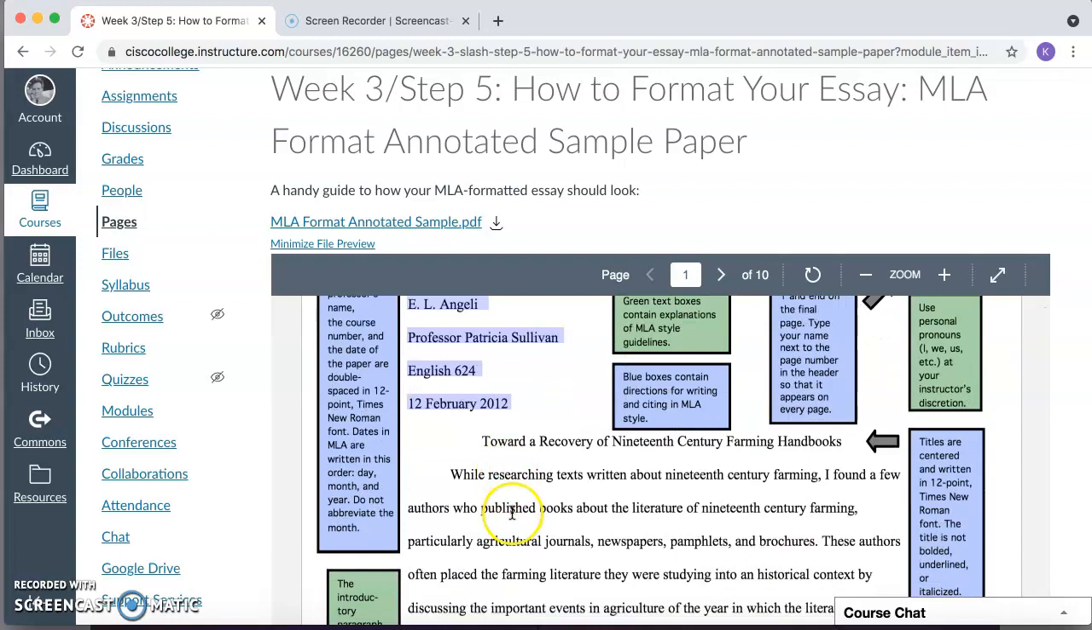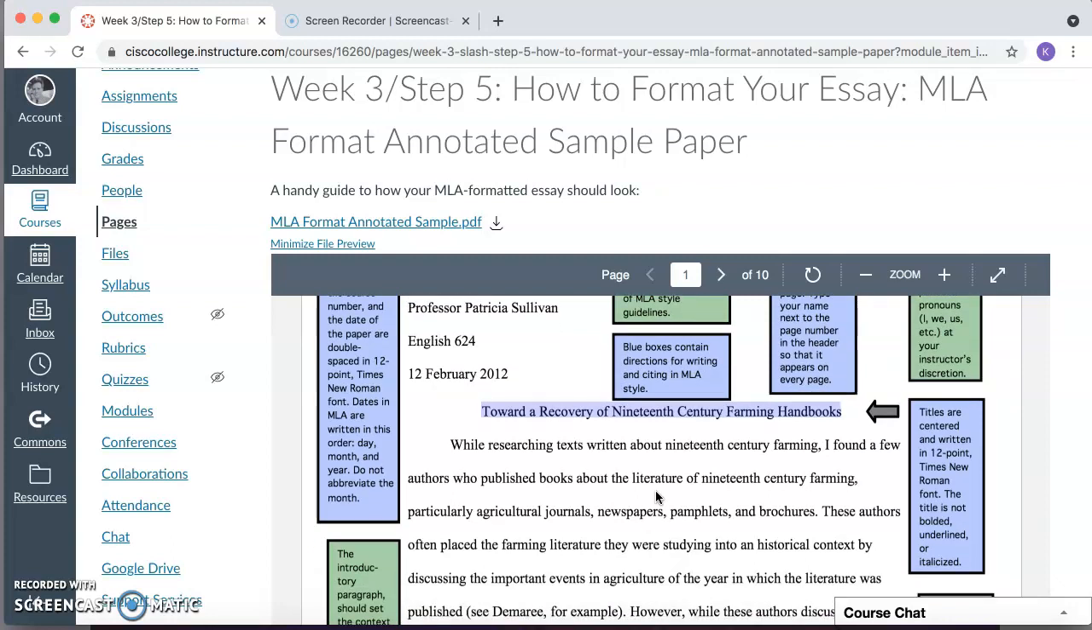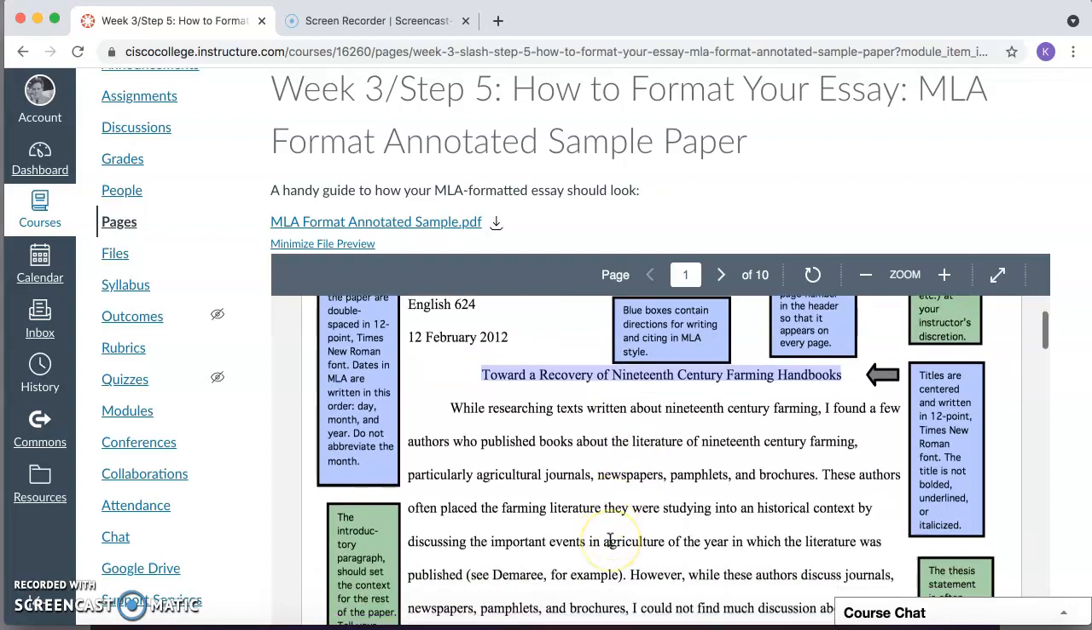You'll see that your text is double spaced. You'll need to include a title and center that text right there, immediately after the heading. Your title goes there. And give it an interesting creative title. Don't just title it essay number 1 or image essay or descriptive essay, whatever it is you're writing. Give it your own title, something that only you could come up with.